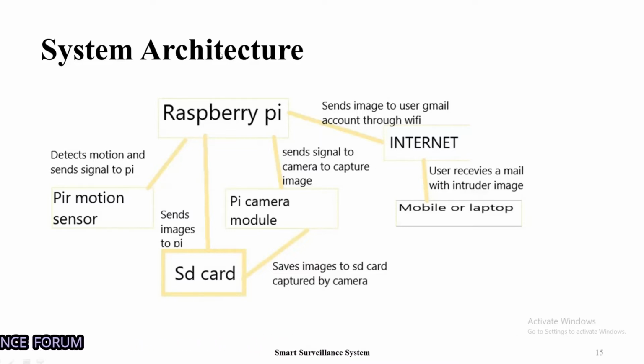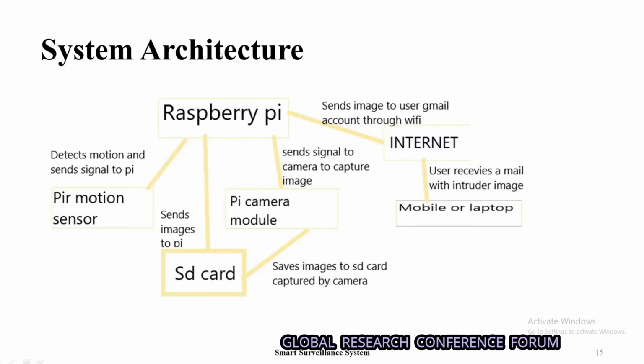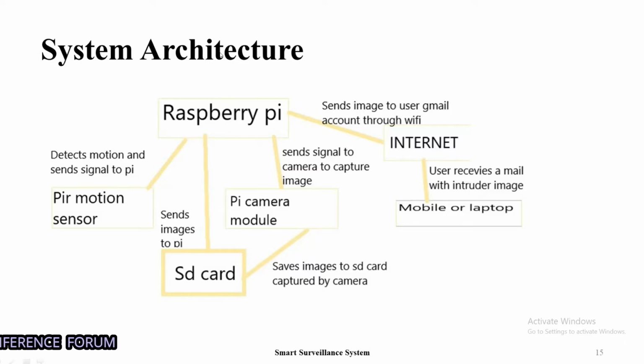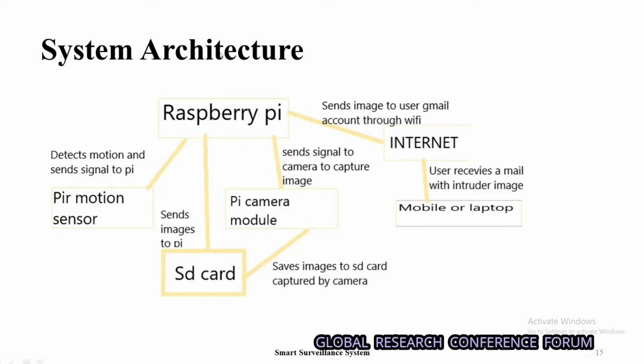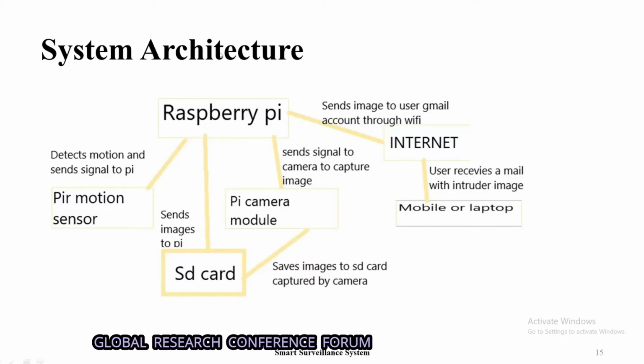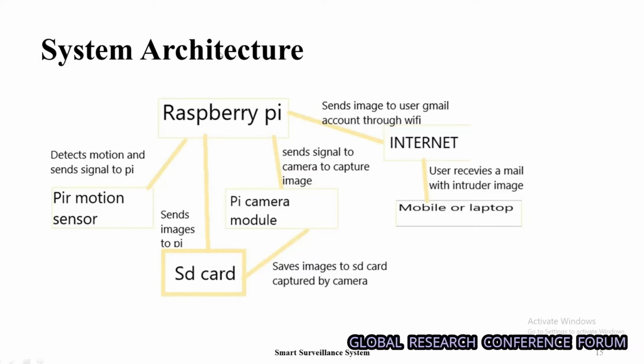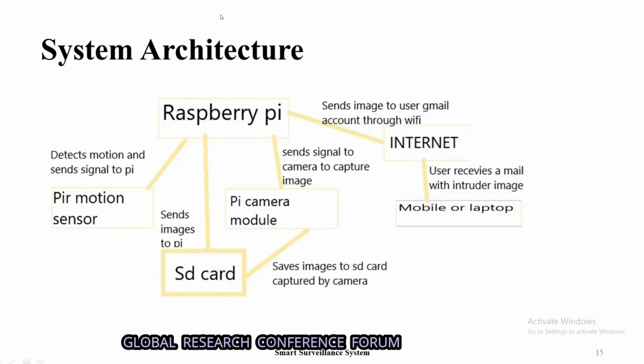When the motion is detected by the PIR motion sensor, it will trigger the Raspberry Pi system. After that, it will activate the camera. After the camera is activated, it will capture the image and it will be stored in the Raspberry Pi on the SD card. And from the SD card, it will be sent through the internet to the user's email, and the user will receive an email with the image included on a mobile or laptop. Next.